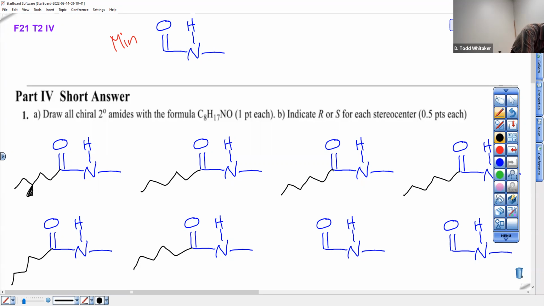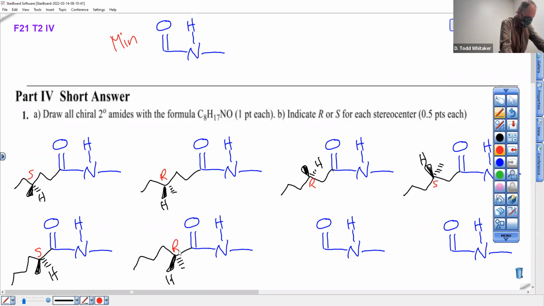And you can have one here. And that one is S. Do a single switch so you don't have to do too much thinking. That one is R. Move the methyl one more over. That one is R. Do a single switch. That one is S. Move it one more over. That one is S. And single switch. That one is R. Okay.